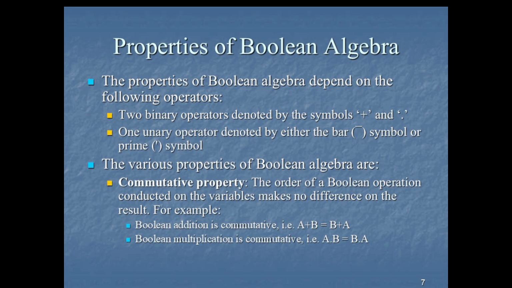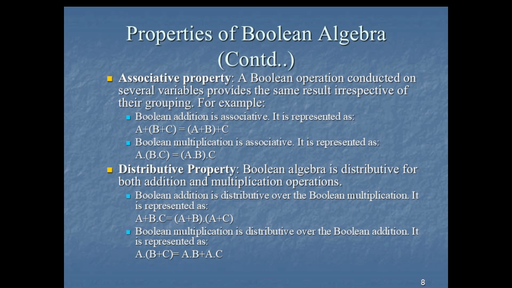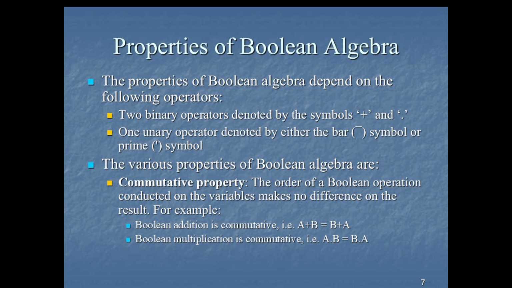0 plus 0 is equal to 0. 0 plus 1 means it is an OR operation, 1. 1 plus 0 is 1. 1 plus 1 is also 1. And that is available. We can say that we have a signal available at the output.